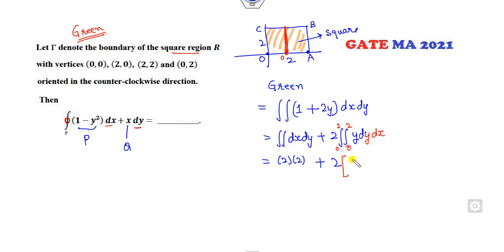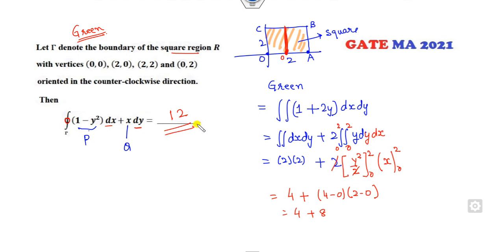So the integration of this is y squared over 2 from 0 to 2, and with respect to x it is a constant, so it is from 0 to 2. What is that? 4 minus 0, times 2 minus 0. So what is the answer of this? 4 plus 8. So 8 plus 4 is 12, which is the right answer of this problem.